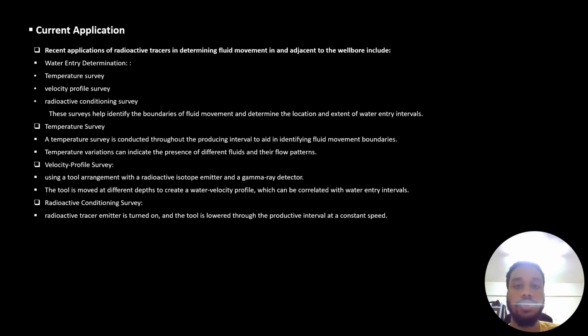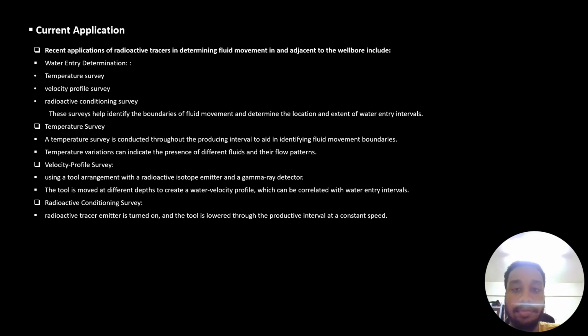So moving on to the recent applications of radioactive tracers in determining fluid movement in and adjacent to the wellbore. Water entry determination: reliable and quantitative determinations of water entry can be obtained by correlating data from three surveys. The first one is the temperature survey, the velocity profile survey, and the radioactive tracer survey. These surveys help identify the boundaries of the fluid movement and determine the location and extent of water entry intervals.